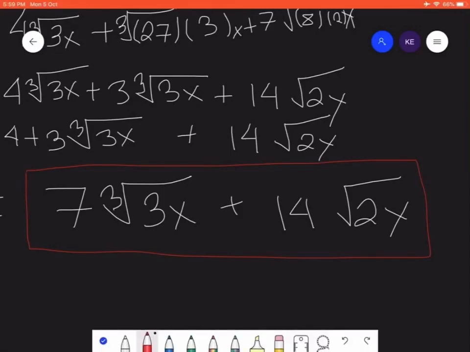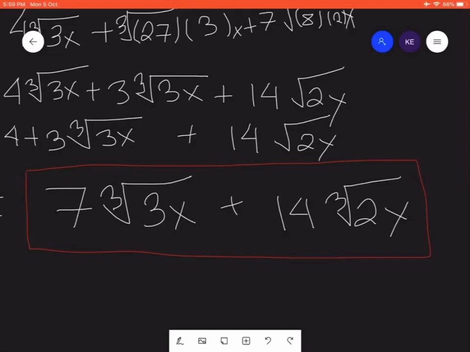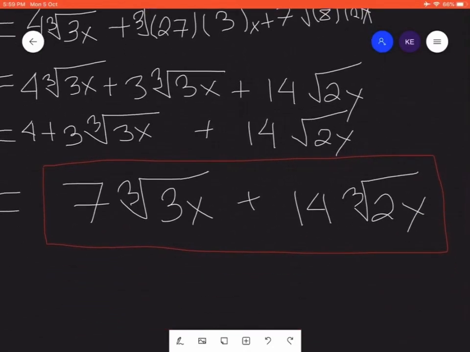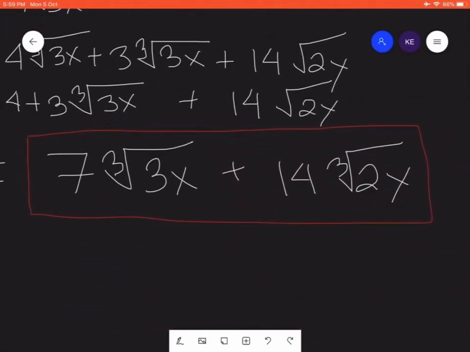That's supposed to be a cube root. Okay, let me just fix that. Okay, it's now fixed. So, why is that the final answer? 3x and 2y are not similar, and they're not factorable, just like the previous examples. Okay, so that's why it's the final answer.